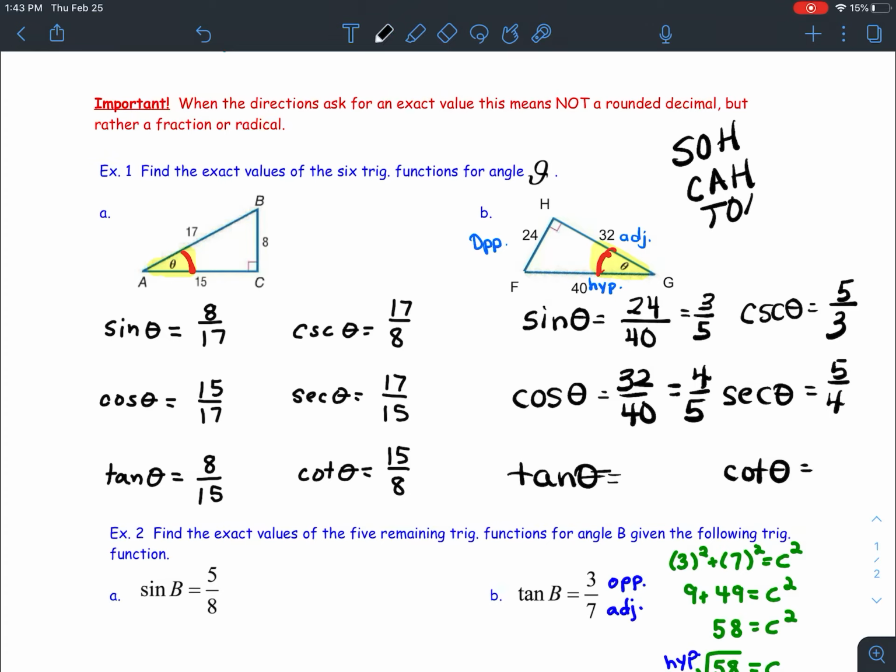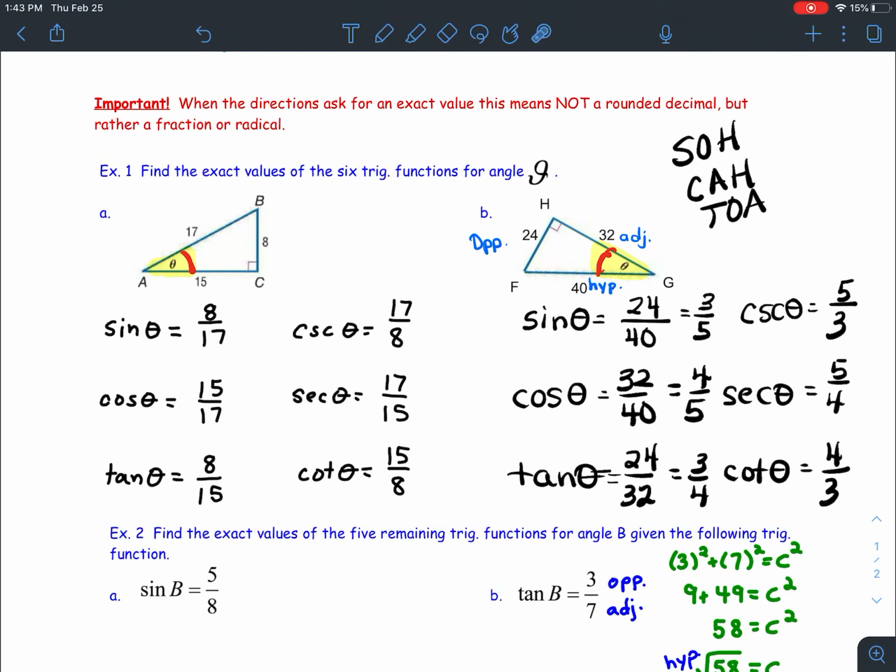Okay, and finally, tangent is the TOA part, that is opposite over adjacent. I'll be doing 24 over 32 as the initial fraction that I write down, and then when I reduce that, that reduces to 3/4. So for cotangent, I'll be writing down 4/3.